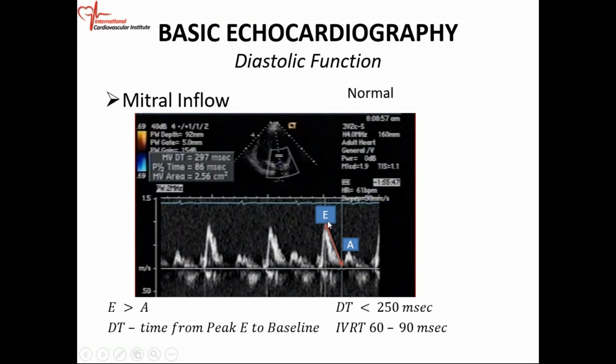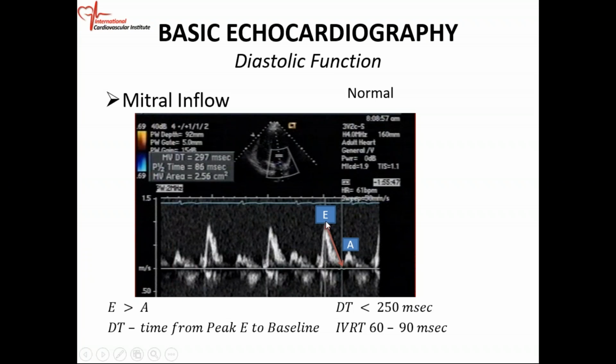So we measure the peak E, that is the velocity. Remember, velocity is on the vertical axis, time is on the horizontal axis. So if you go straight across, you can get your E velocity. Okay?